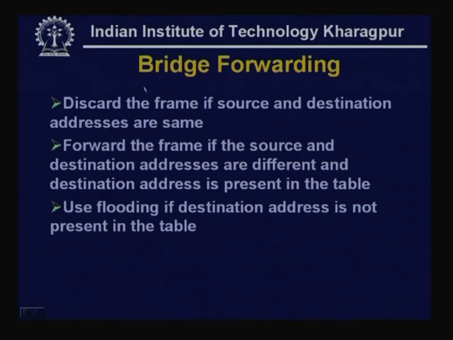What is being performed in bridge forwarding? It essentially performs three functions. Discard the frame if source and destination addresses are same. That means if the source and destination addresses are on the same port.